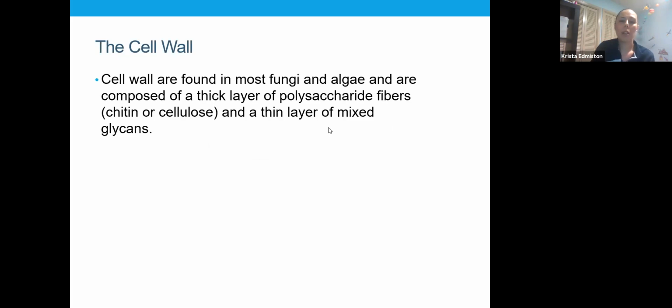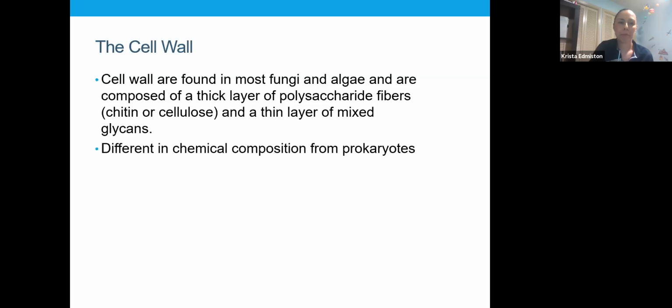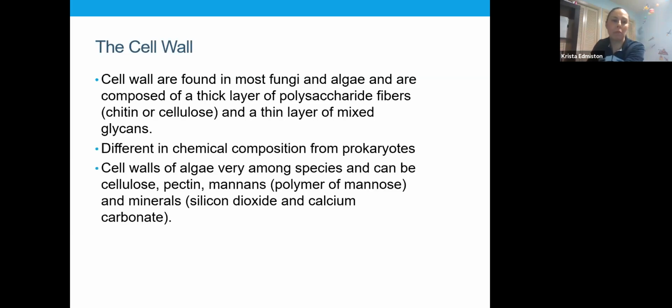Cell walls are found in fungi and algae, and they are composed of polysaccharide fibers, and those include chitin or cellulose, so large polymers of sugar. So not the same structure as the peptidoglycan that we find in prokaryotes. Cell walls of algae can be made of things like pectin, mannans, which are polymers of mannose sugars. Some of them may contain silicon dioxide, calcium carbonate, to give them a little bit more rigidity in the structure.